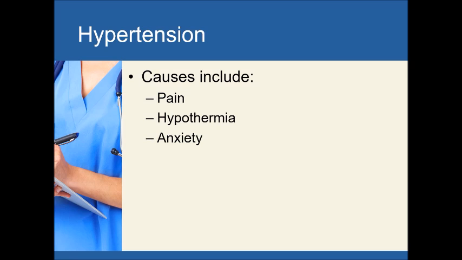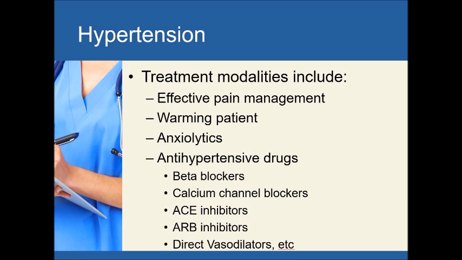Also, anxiety will cause hypertension as well, and it's mainly due to the overstimulation of the sympathetic nervous system. So some of the treatment for hypertension includes: one, effective pain management, which is very important for patients with post-op care. Warming the patient if the patient does feel cold. You can try warming blankets or adding additional blankets if your unit does not have a warming blanket. Prevent or treat the anxiety, and use antihypertensive medications to lower the blood pressure.